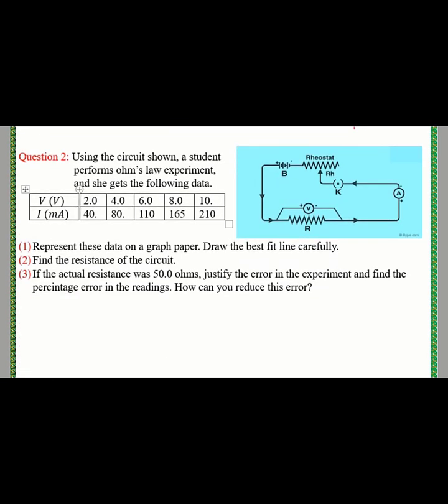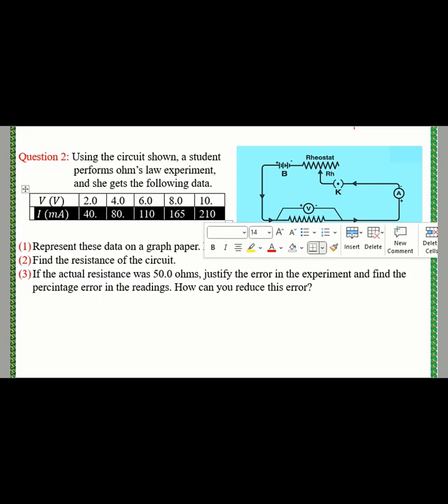Now, question number 2. Using the circuit shown, a student performs Ohm's law experiment and she gets the following data. She writes V and I. As suggested by the table, the independent variable is V, so it should be assigned to the x-axis, or the horizontal axis. And the dependent variable is I, so it is on the vertical axis.